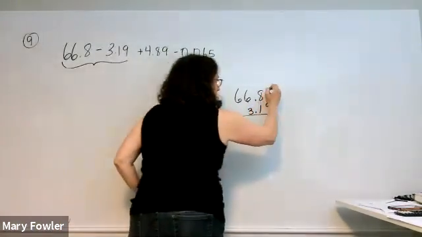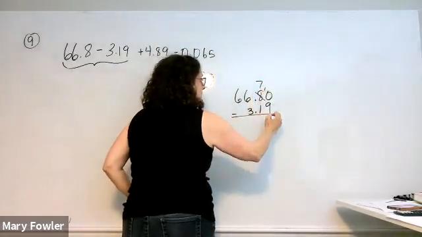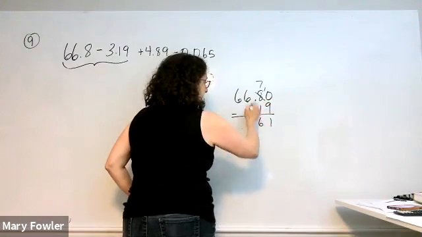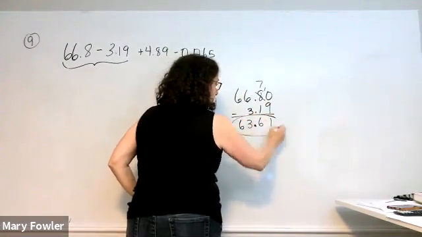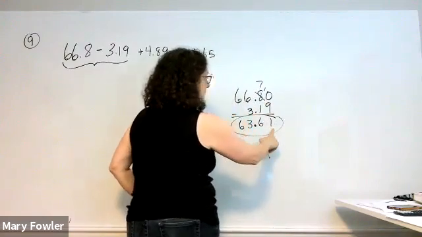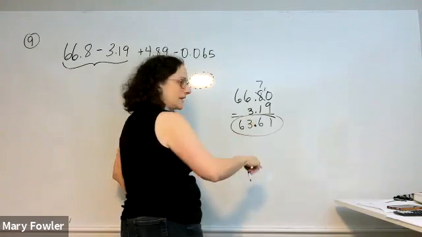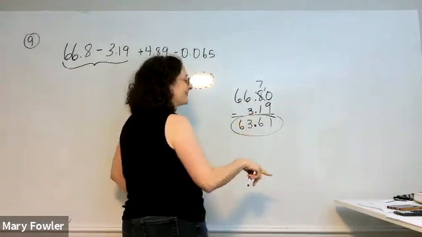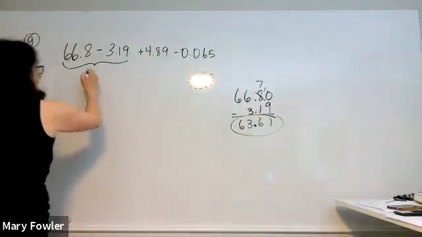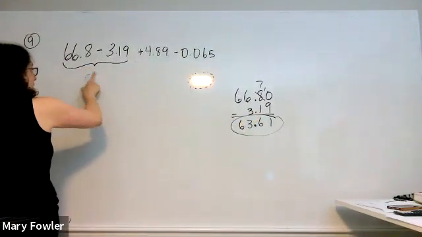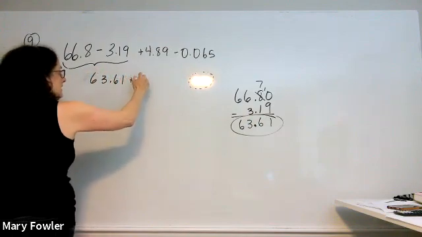I need to pad 1. Okay, and we subtract. $66.31. I'm sorry, 63.61. All right. And so that's the first part. That's the first operation that we did using our order of operation concepts.